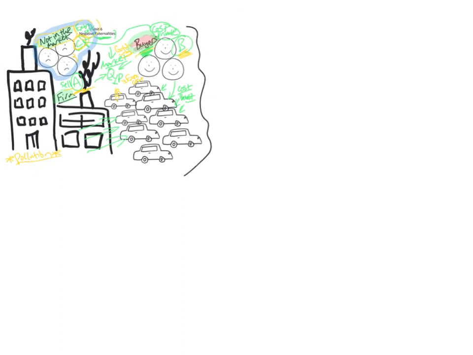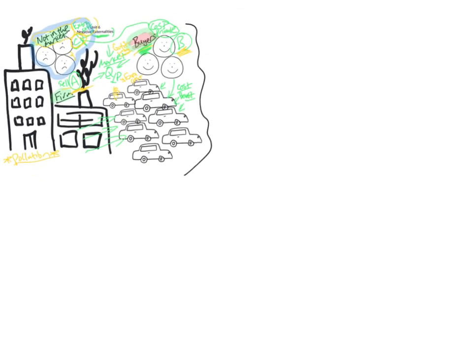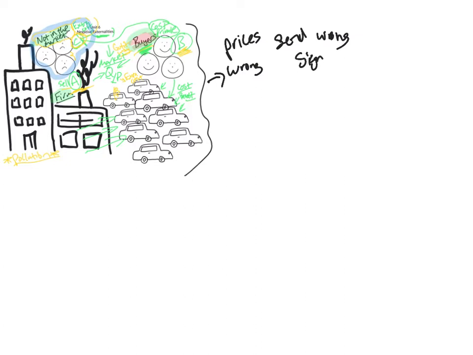So what we're going to do is represent this in a model. And this model is going to represent how this market gets it wrong. What we'll say is that prices send the wrong signal. They get it wrong. So the price is wrong and the quantity is wrong in the market. And there's a reason for that: typically, buyers ignore externalities.